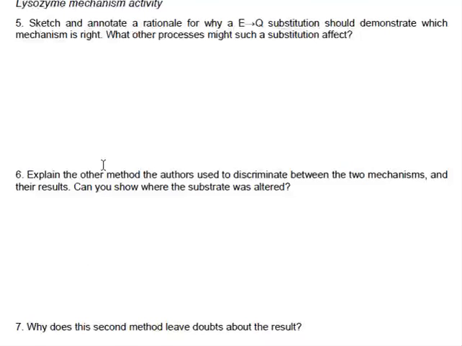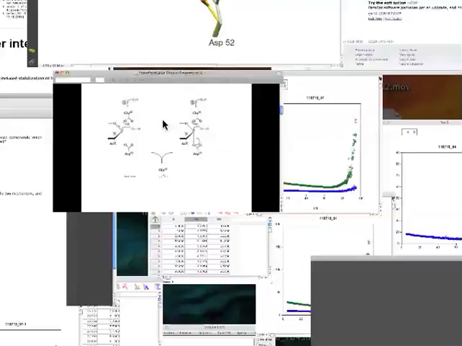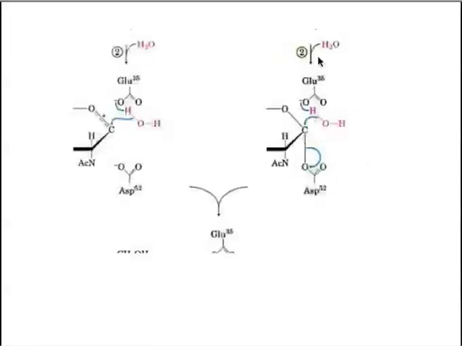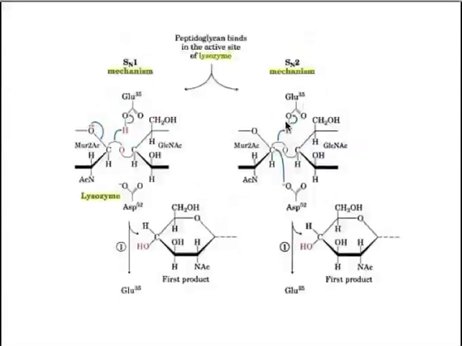Right, so obviously what the E to Q substitution does is lengthen the lifetime of that covalent intermediate, because there's no way that the glutamine can donate a proton, abstract a proton from water, activating that hydroxyl to attack the anomeric carbon. What else does it affect? Well, obviously, it's going to affect the ability of the glutamic acid, since it's no longer glutamic acid, to donate its proton in the first place.